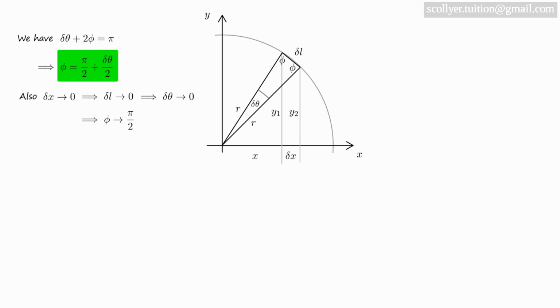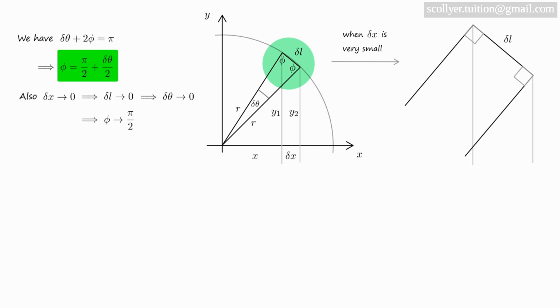So if we zoom in on this portion of the picture, then when delta x is very small, it looks like this, where the angle phi has become 90 degrees. So if we indicate delta x, like so, with the angle between delta L and delta x being alpha, then we see that delta x equals delta L cos alpha, so that delta L equals delta x over cos alpha.